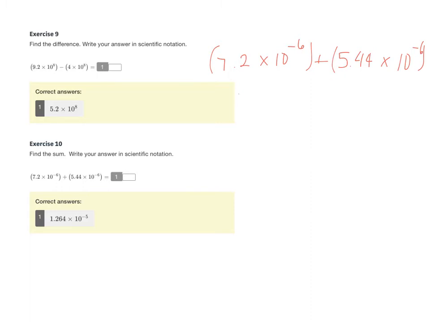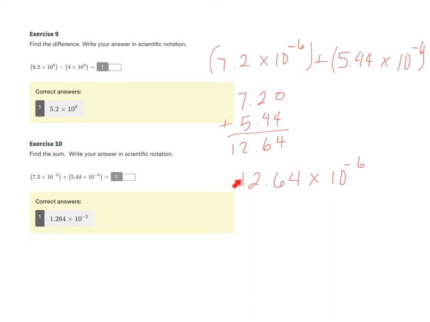So I'll just do it longhand. 7.2 plus 5.44. I'm going to have 4, 6, 12. So 12.64. So I'm going to first write it out as 12.64 times 10 to the negative 6. Now, you always want to ask yourself, is this in scientific notation? And this is not in scientific notation, because this first number is not between 1 and 10.